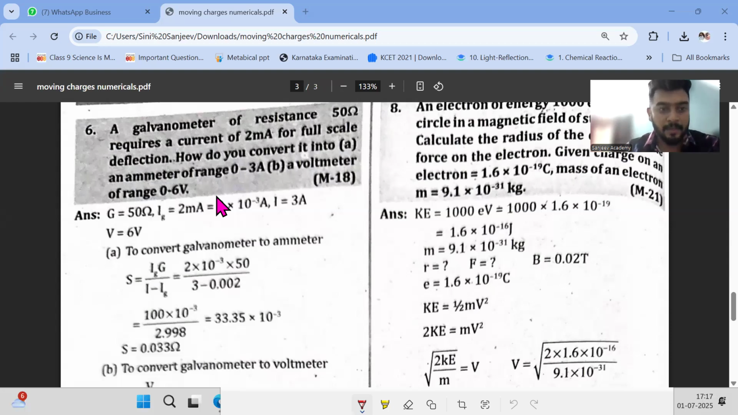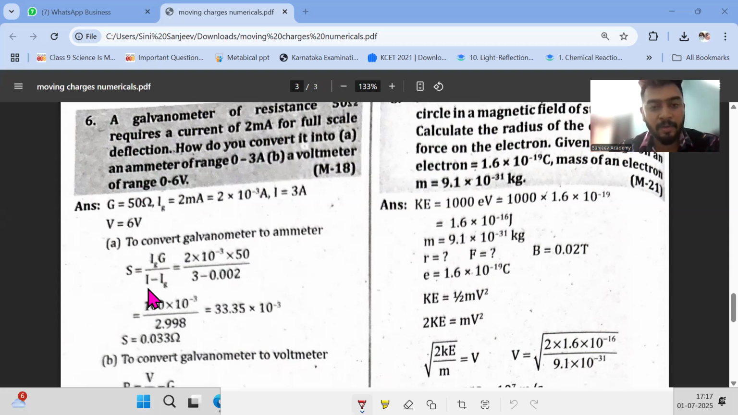So again, coming to this, a galvanometer of resistance 50 ohm. How do you convert a galvanometer into an ammeter? To convert a galvanometer to an ammeter, it has to be connected in parallel. That is, shunt resistance will come. Correct? So S is equal to what? Ig into G by I minus Ig. The formula we have to know. Direct substitution.